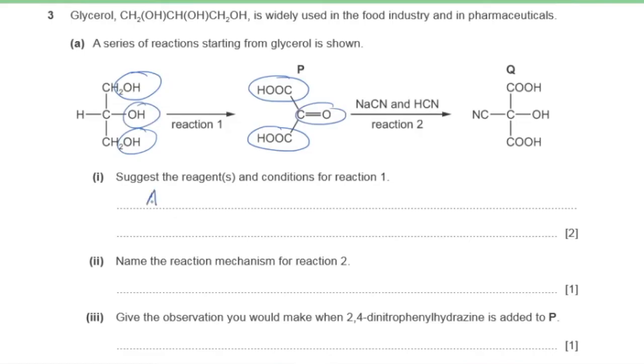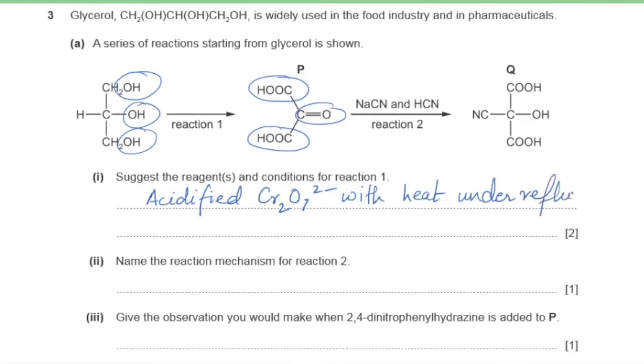So I can use acidified chromate ion, and the condition would be heat under reflux. Part 2, name the reaction mechanism for reaction 2. So this is a nucleophilic addition reaction because HCN over here acts as a nucleophile and no other side product is released. Nucleophilic addition reaction. In addition reactions, there are no side products.